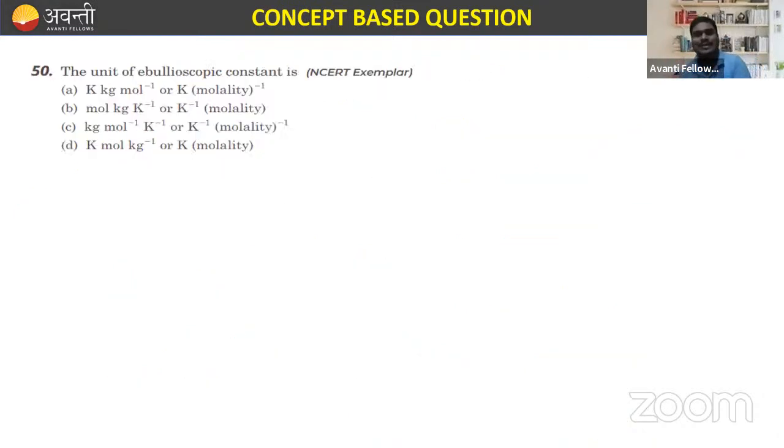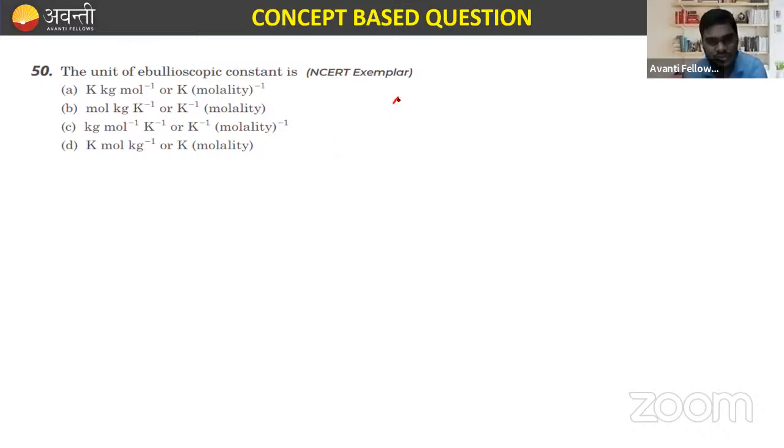Okay. Now, the next question is, and this one is a very, very important question. So please try to understand. And this is a very simple question as well. In this question, you have to calculate the unit of ebullioscopic constant. So just try to find out the unit of ebullioscopic constant, beta. What is the ebullioscopic constant, KB or KF? Tell me first.